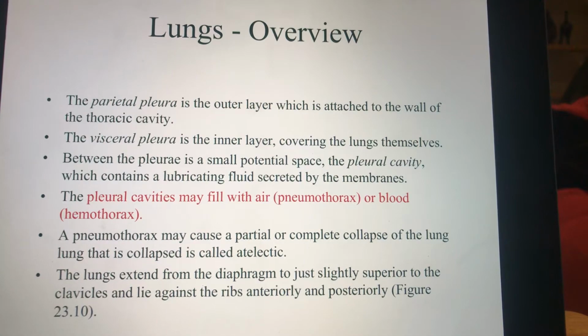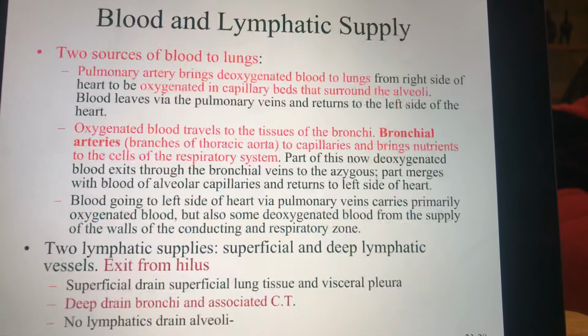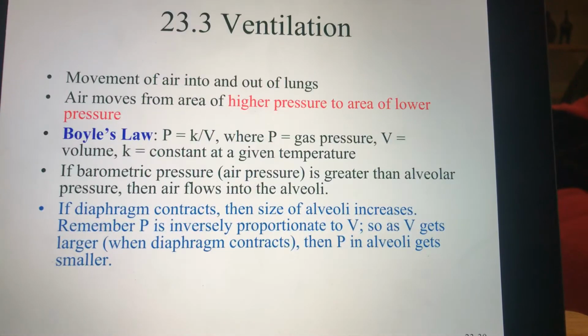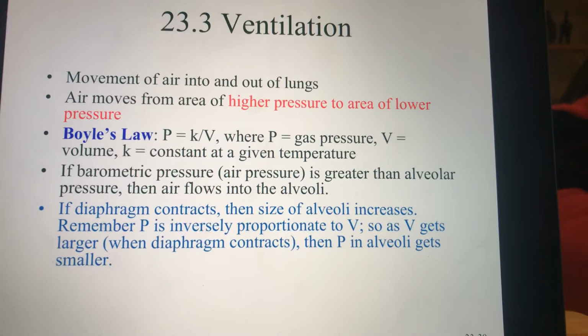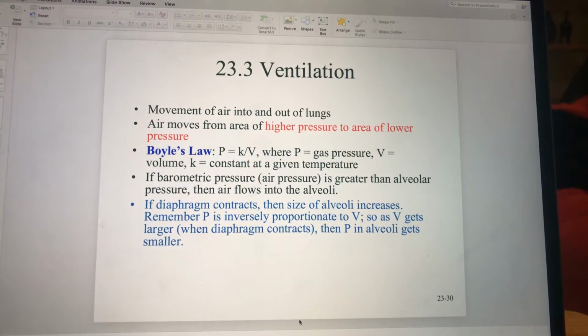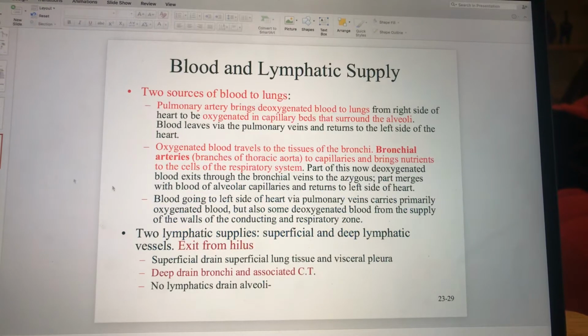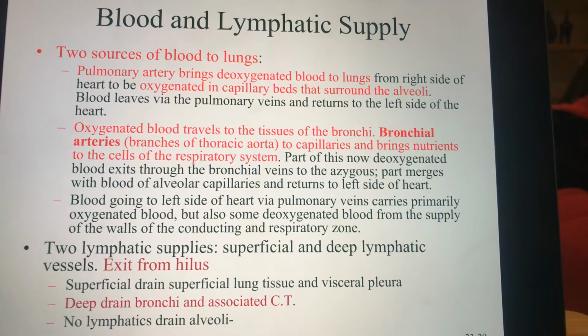So that can cause death if it happens bilaterally. Now let's take a look at ventilation, right here, and at blood supply. In terms of blood supply right here, keep in mind, just like we saw in the heart, we have two sources of blood that go to the lung.